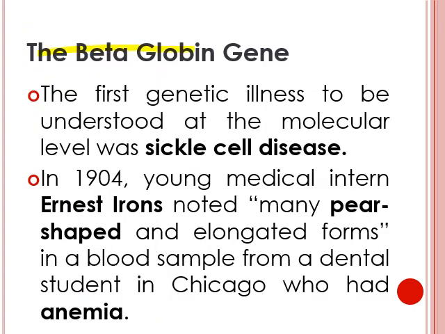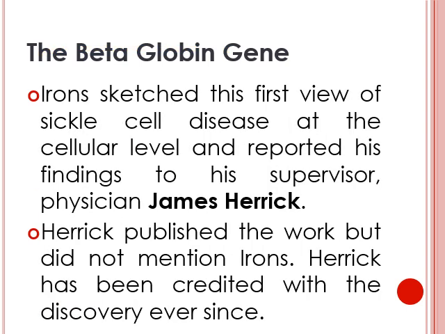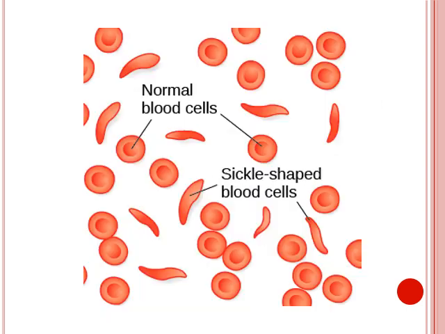Beta globin gene. The first genetic illness to be understood at the molecular level was sickle cell. Ernest Irons noted many pear-shaped, elongated forms in the blood from a dental student in Chicago who had anemia. Irons sketched this first view of sickle cell disease at the cellular level and reported his findings to his supervisor, James Herrick. Herrick published the work but did not mention Irons. Herrick has been credited with the discovery ever since.